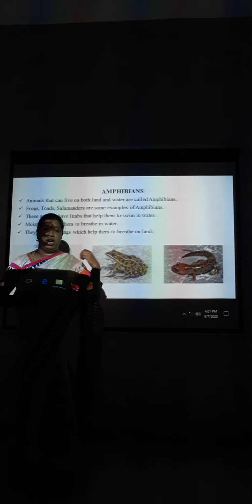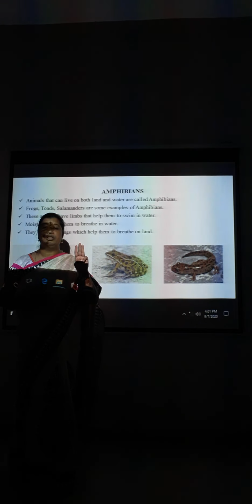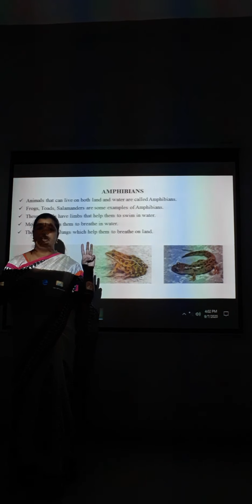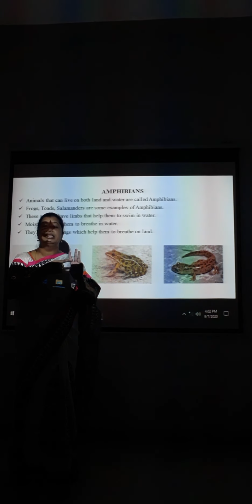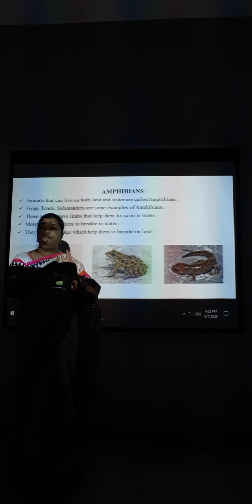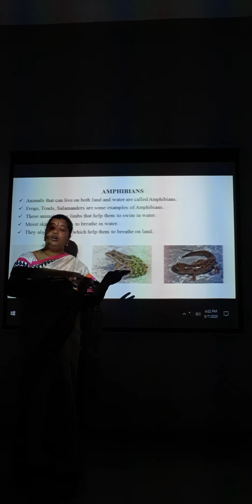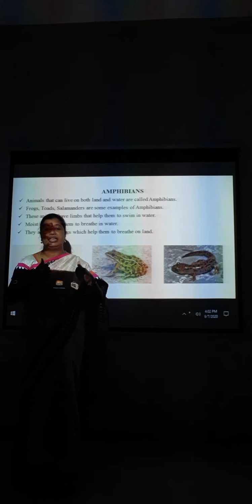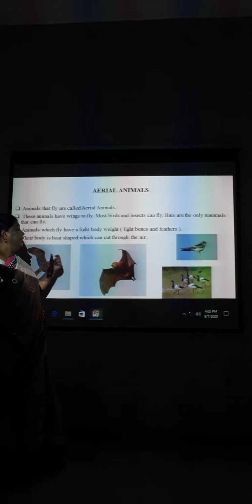Right, children? So, till now we have seen three types of animals. One is terrestrial animals, the other is aquatic animals, and the third is amphibians. Terrestrial animals live on the land. Aquatic animals live in the water. Amphibians live both on land as well as in water.